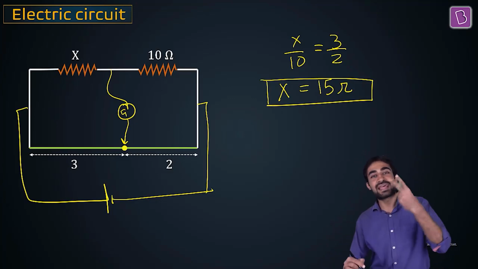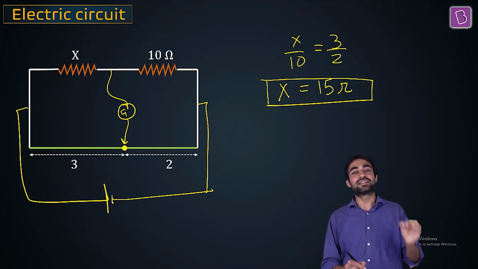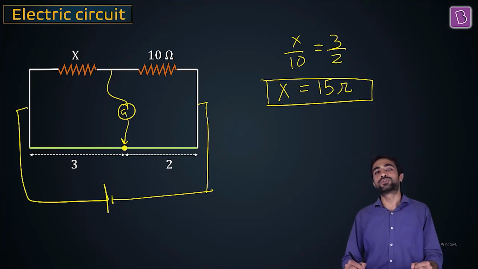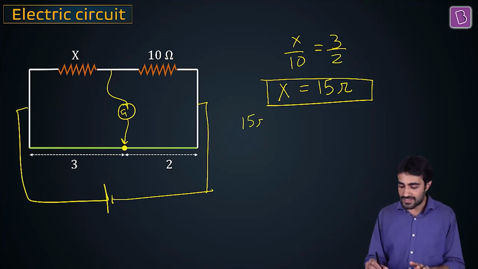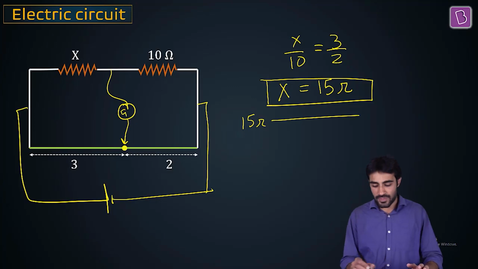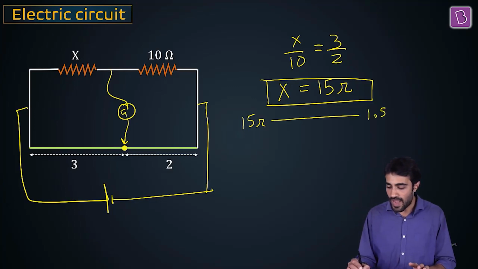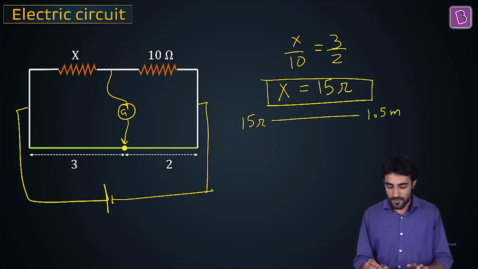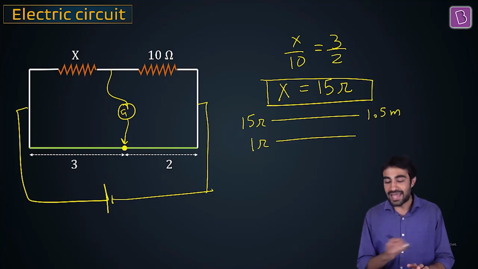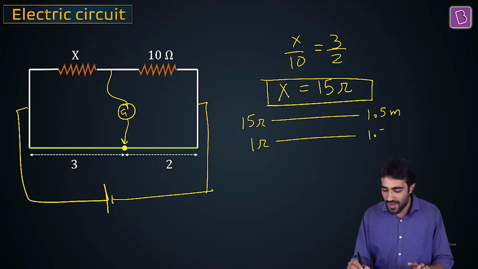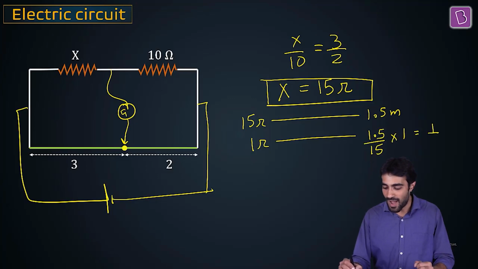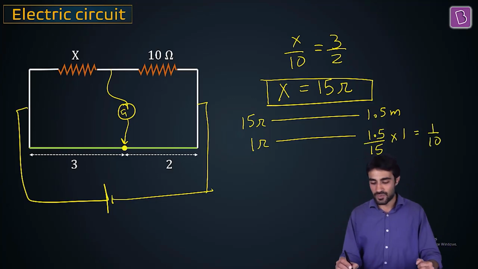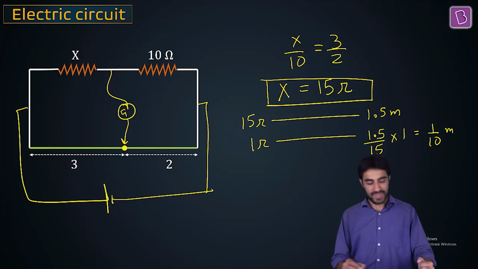Now we will move to the second part of the question. We have to find the length of the 1 ohm portion of this wire. So 15 ohm resistance is there when the length of the wire is 1.5 meter. So for the 1 ohm portion, the length should be 1.5 divided by 15, times 1. This gives us 1/10, so 1/10 meter should be the answer.